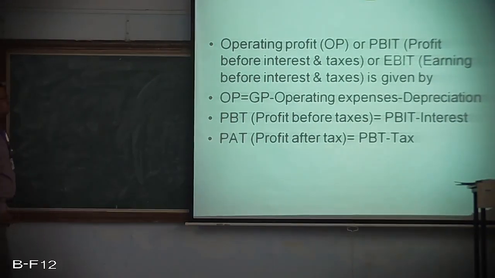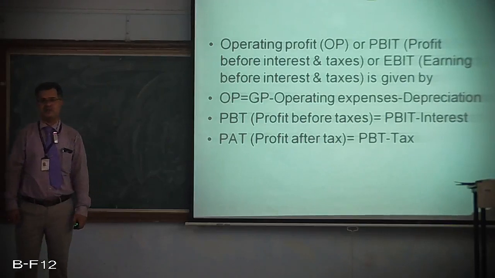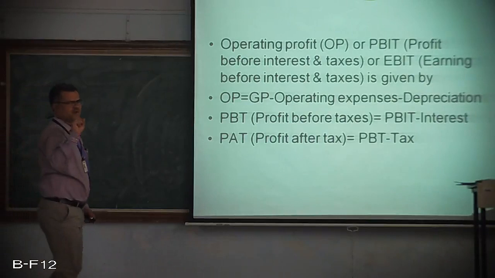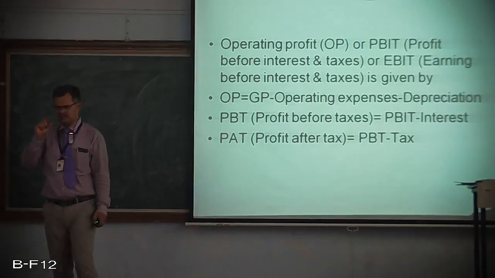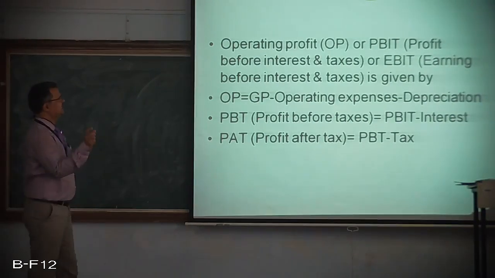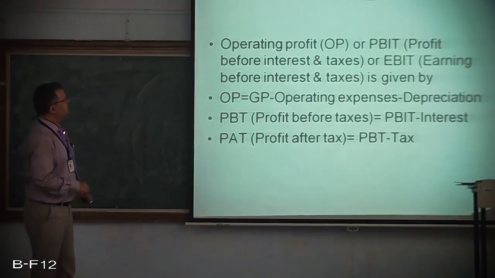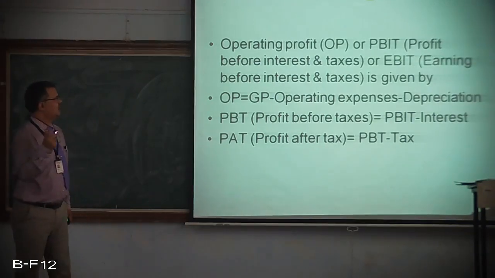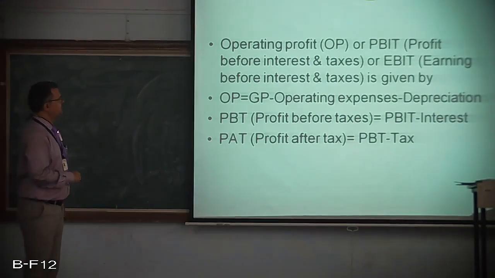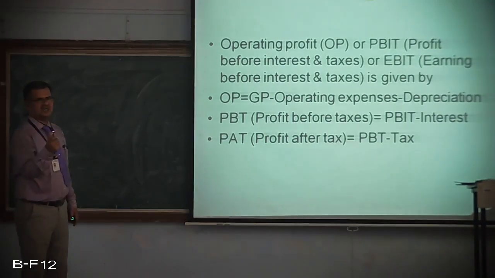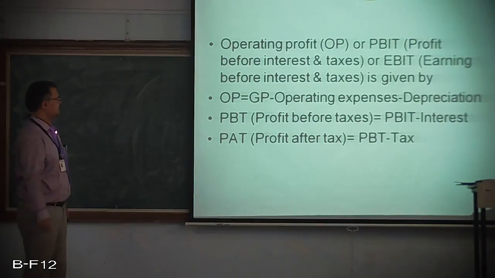Next, one more thing called OP, that is operating profit. Remember GP and OP. GP is basically gross profit before calculating the depreciation, interest, and the taxes. OP is the actual profit, the net profit. It is PBIT, profit before interest and taxes, also sometimes called EBIT, earnings before interest and taxes. OP is equal to GP minus all the operating expenses incurred, minus the depreciation.